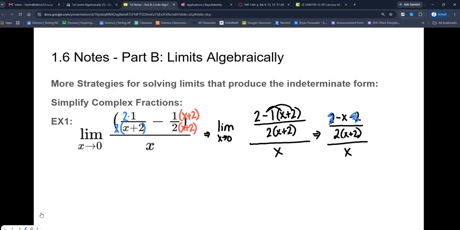Oh, and I was also lazy. What did I forget on that last one? Limit notation's really supposed to be there. Especially if it's a free response question, it needs to be there. So let me go down to the next line. I got limit as x approaches 0 of -x over 2 times x plus 2 over x.